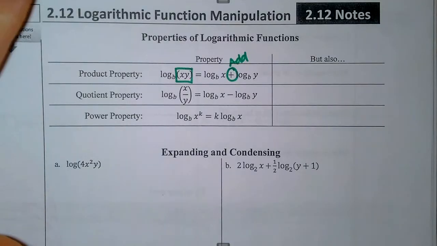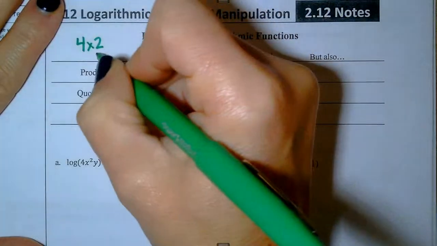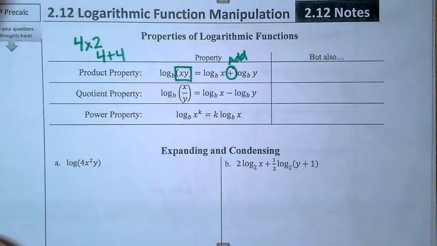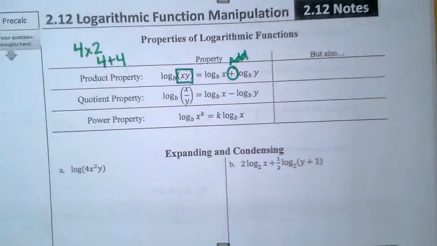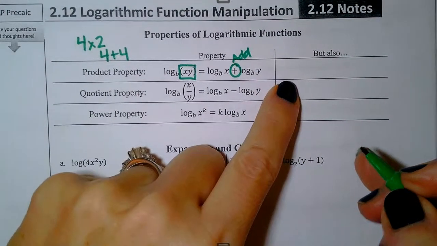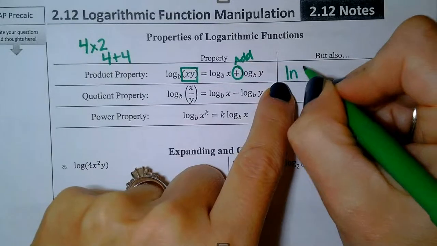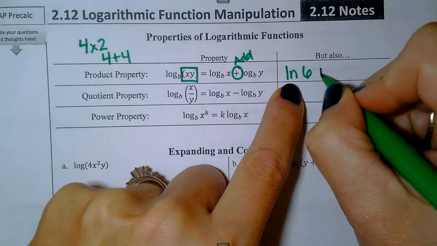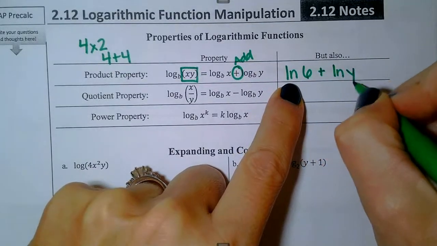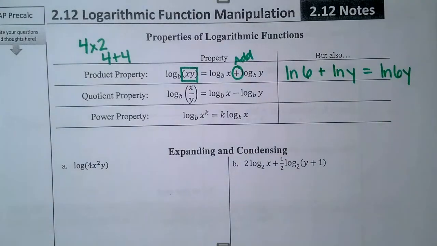Yes. If you think about it, multiplication, 4 times 2, is the same as repeated addition. It's just adding the same number that many times, right? So addition and multiplication kind of go together. This works for logs, and it also works for natural logs. So if I have the natural log of 6 plus the natural log of y, that is going to give me the natural log of 6y.